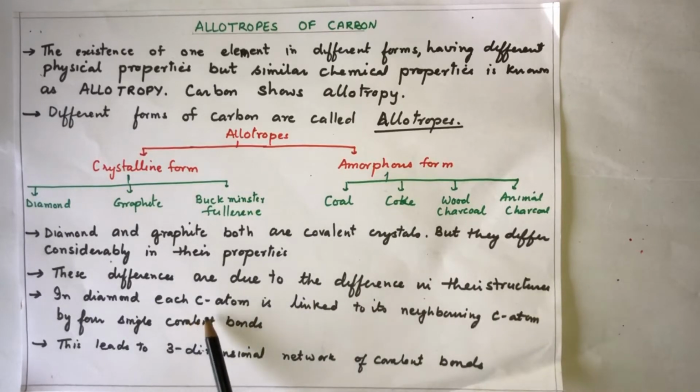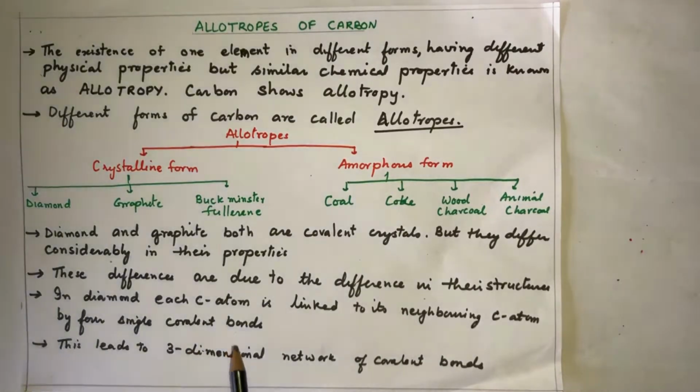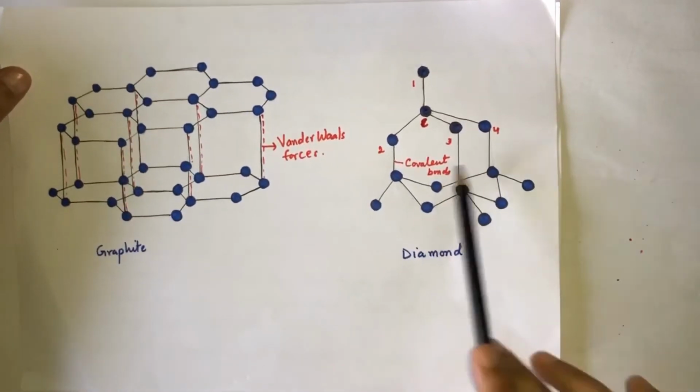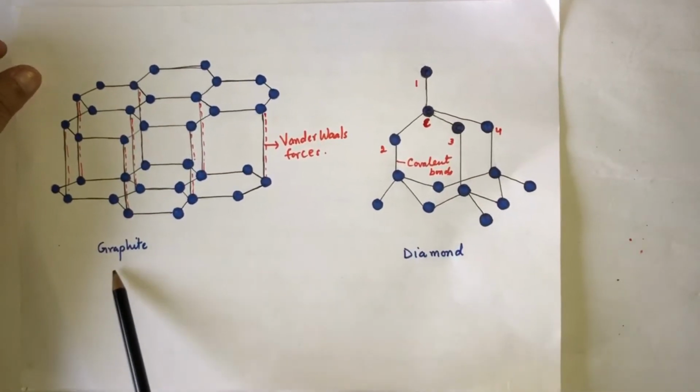In diamond, each carbon atom is linked to its neighboring carbon atoms by 4 single covalent bonds. This leads to a three-dimensional network of bonds. I'll show you the structure. See, this is the structure of diamond and this is the structure of graphite.